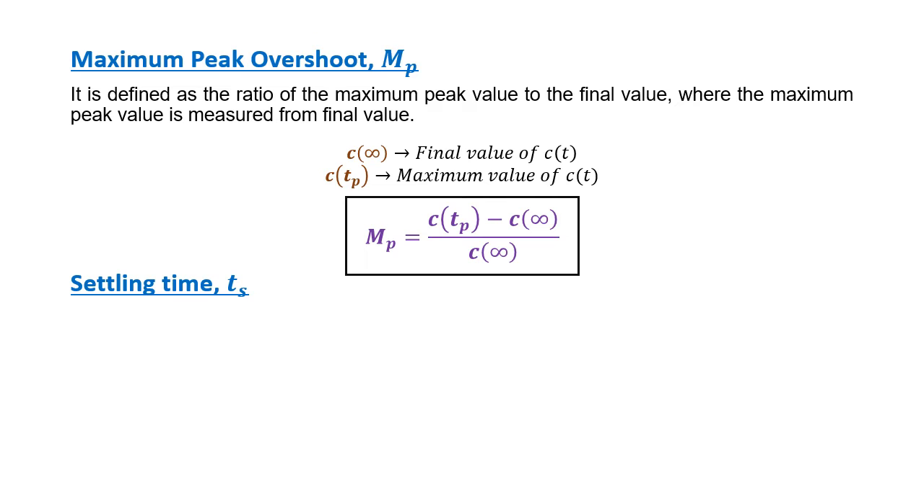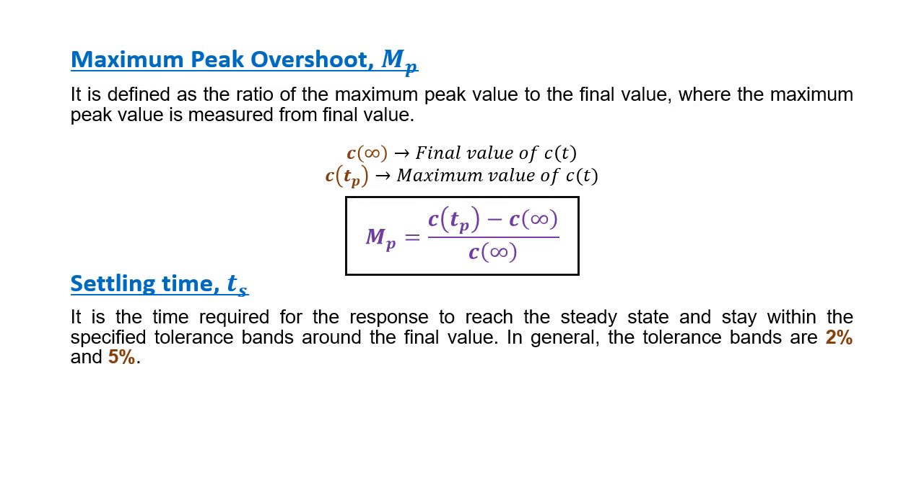Fifth parameter is settling time, Ts. It is the time required for the response to reach and stay within the specified tolerance band. In general, the tolerance band that we use is 2% or 5%. These are the two values that we use in general.